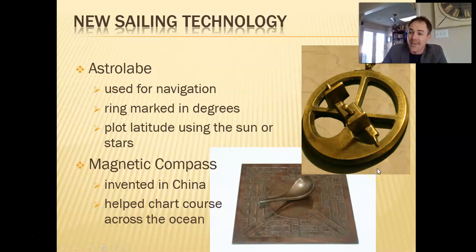Other new sailing technologies, again, many borrowed from other civilizations. The astrolabe, developed by the Arabs, used for navigation, right? So it's a ring you can see marked with the degrees, and it was a way you could plot the latitude using the sun. Remember, latitude are those horizontal lines dividing the earth, so it could tell you where you are north and south. It couldn't tell you where you were west and east, but it could tell you where you were north and south. Which direction to go, that was the magnetic compass invented in China, so you knew in which direction to go. All right, so these new technologies helped the Europeans greatly.